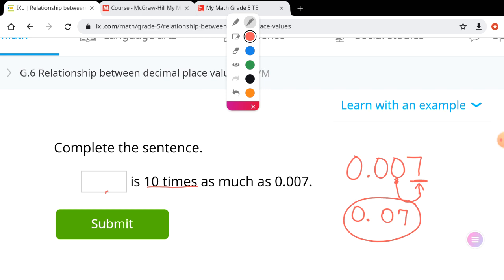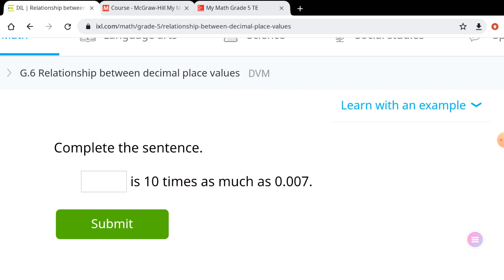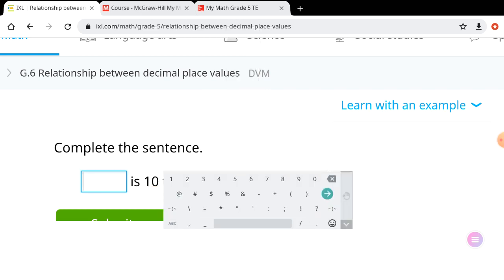Okay, because we're not talking about the whole number. We're talking about the value of each individual digit. And again, it is new, or it's just kind of a different way of thinking about it. Type those in.